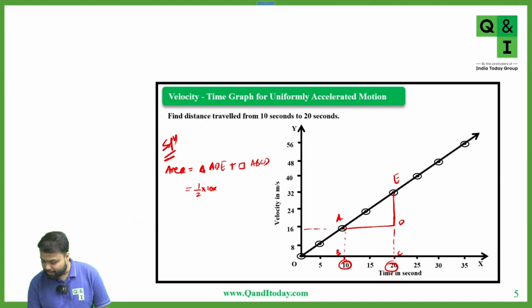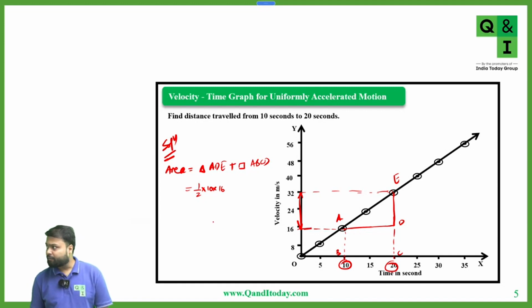Now at points A and D the velocity is the same, which is 16, and at point E the velocity is 32. So this difference is nothing but 32 minus 16, which is 16. Any doubt till here? The area of this triangle is half into 10 into 16. Now plus the area of this rectangle, which is length into breadth.